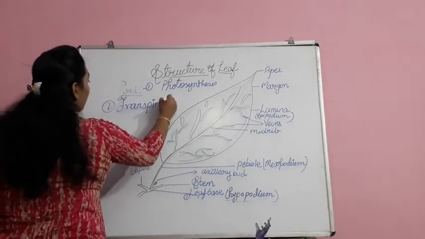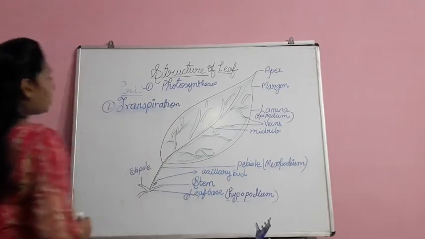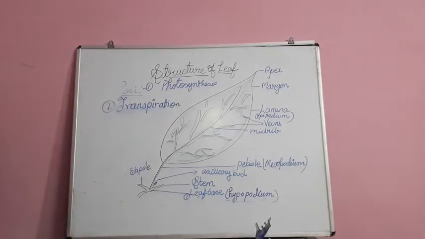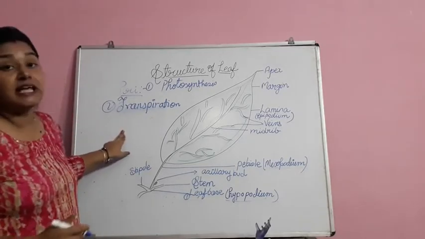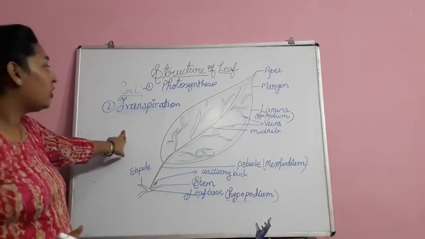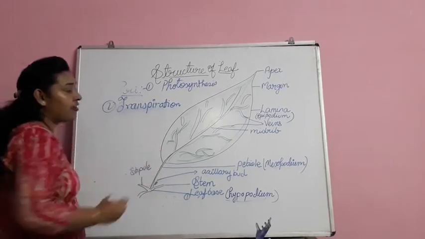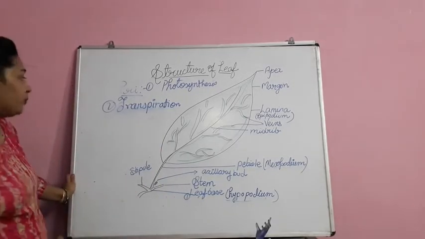Transpiration, as you know, means the loss of water. Whatever amount of water has been utilized by the plant in photosynthesis, the amount of water which is left gets evaporated through this process called transpiration, and in this process ascent of sap is required. So this is the second function which the leaves do.